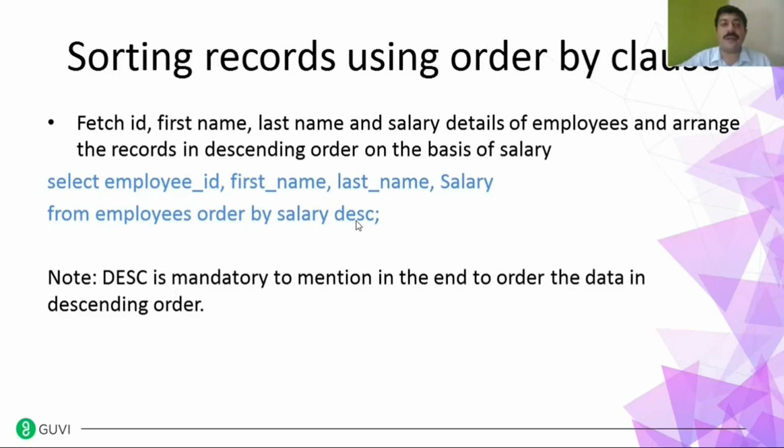Here there is a requirement to fetch the employee ID, first name, and salary information from the employees table and arrange the output in descending order, so the employees who are earning the highest will be at the top. So: select employee ID, first name, last name, salary from employees, order by salary DESC. This is the way. If you want to sort the output in descending order, you always have to mention DESC at the end.